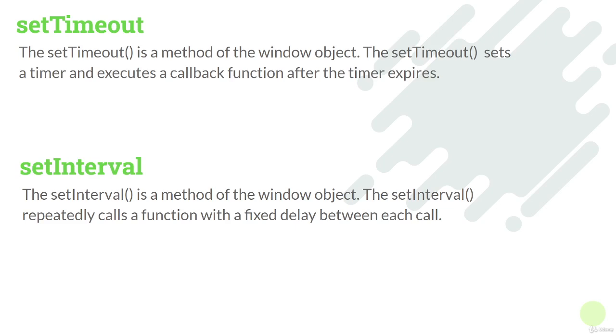setTimeout is a method of the window object, and this method calls a function after a given amount of time, that is, the delay. setInterval is also a method of the window object, but this method calls the callback function regularly or repeatedly after a fixed delay. So let's go to our VS Code and try to see the difference.